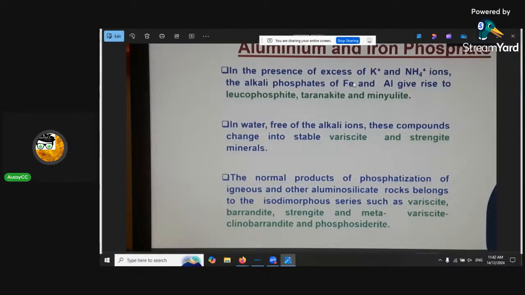In the presence of excessive potassium and ammonium ions, the alkali phosphates of iron and aluminium give rise to leucophosphate, ternochrite, and myelite. All right, I can fast forward a bit.